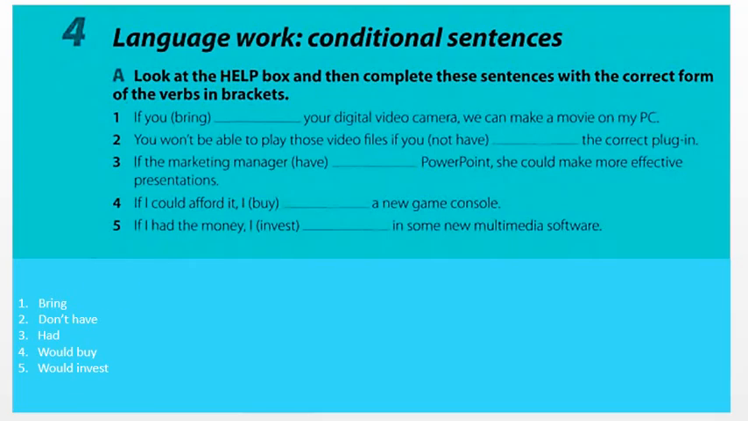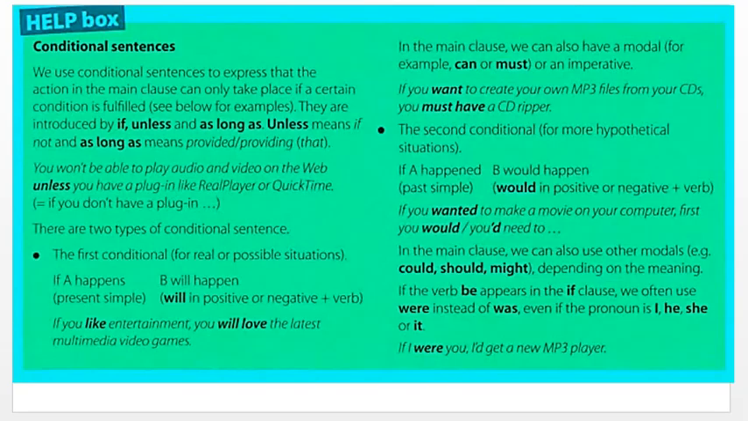Okay, and here we have the language section on conditions. Look at the help box. At first we must read the help box. What is a conditional sentence? Here is the definition. We use conditional sentences to express that the action in a main clause can only take place if a certain condition is fulfilled. See below, for example, they are introduced by if, unless, and as long as. Unless means if not, and as long as means provided or providing that.